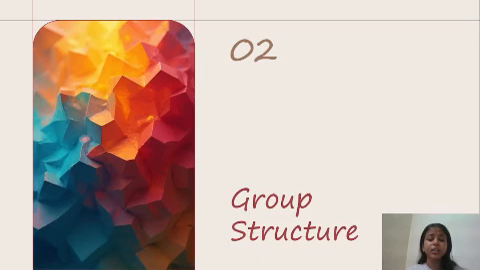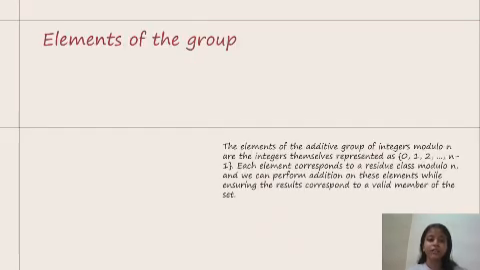Now, we'll talk about the group structure. Elements of the group. The elements of the additive group of integers modulo n are the integers themselves, represented as 0 till n minus 1. Each element corresponds to a residue class modulo n, and we can perform addition on these elements while ensuring the results correspond to a valid member of the set.